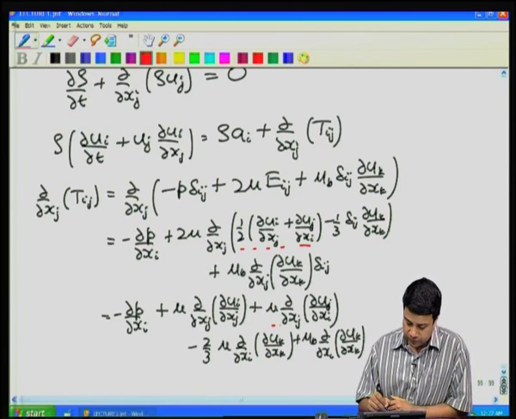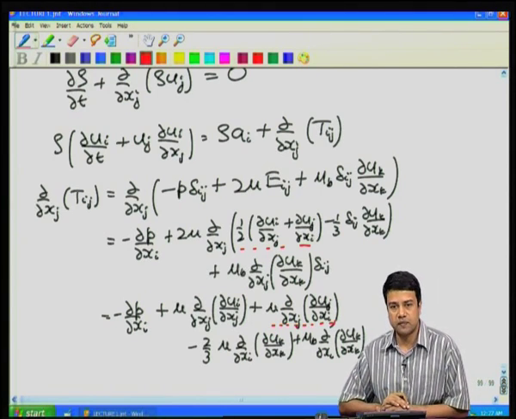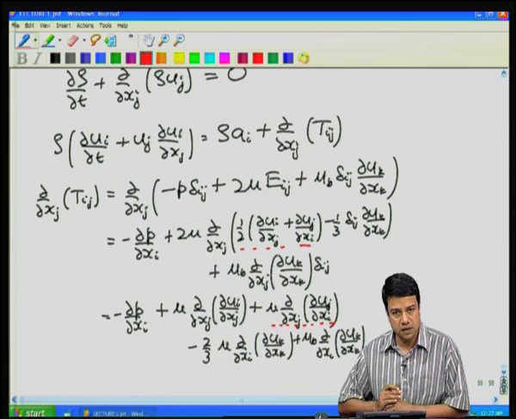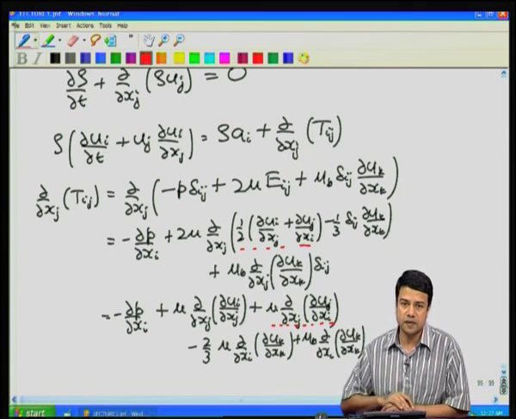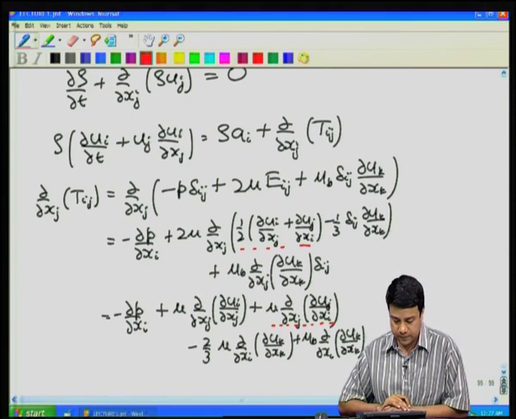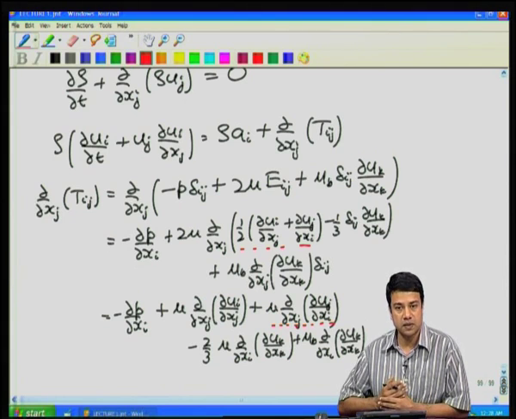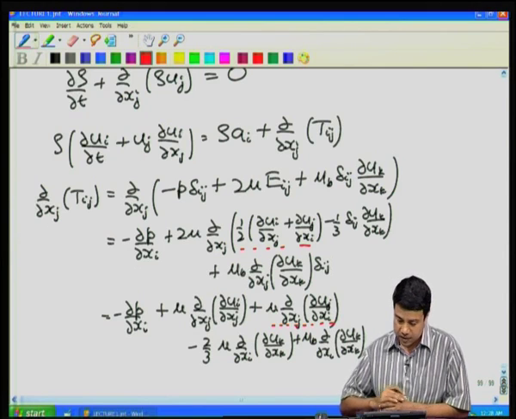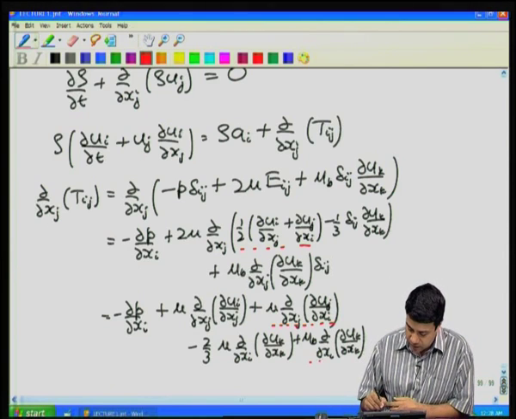Now, in this term you can interchange the order of differentiation. I have partial by partial x_j of partial u_j by partial x_i. Since x_i and x_j are independent coordinates, I can interchange the order of differentiation. I can write this as partial by partial x_i of partial u_j by partial x_j. However, partial u_j by partial x_j is identical to partial u_k by partial x_k, because it is a repeated index. Both are equal to partial u_1 by partial x_1 plus partial u_2 by partial x_2 plus partial u_3 by partial x_3. So, that is a common factor between all of these three terms here.